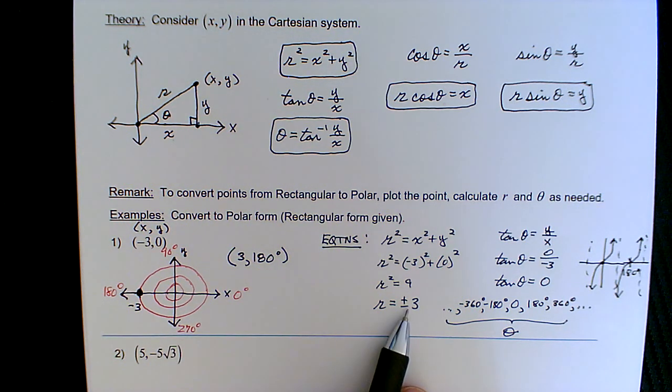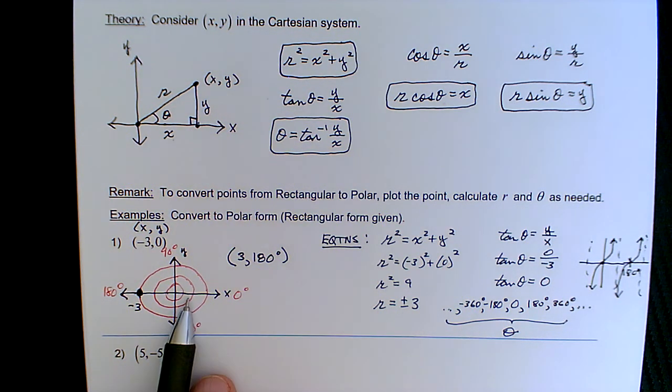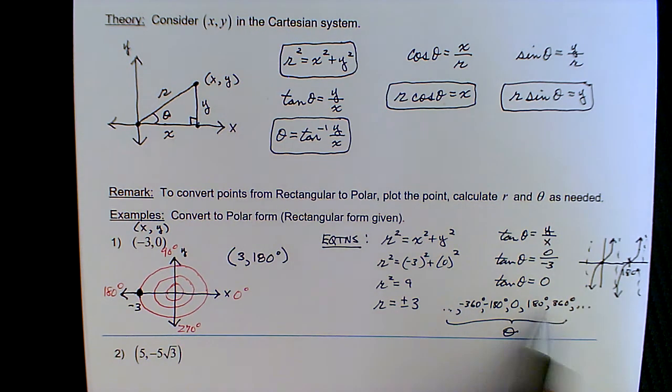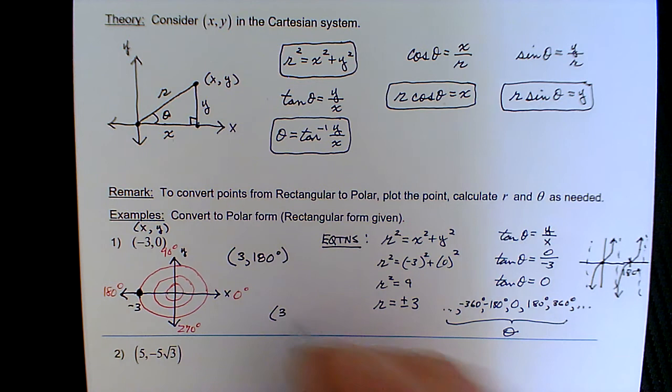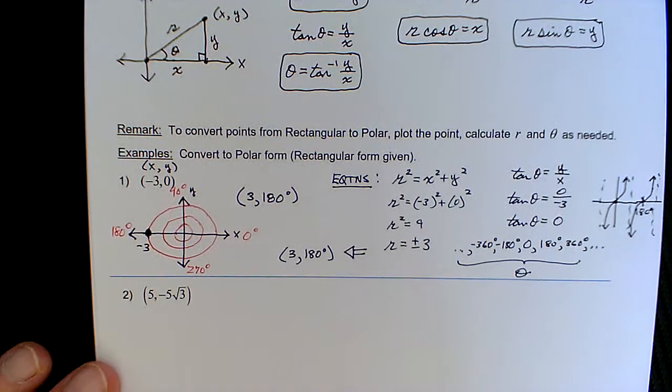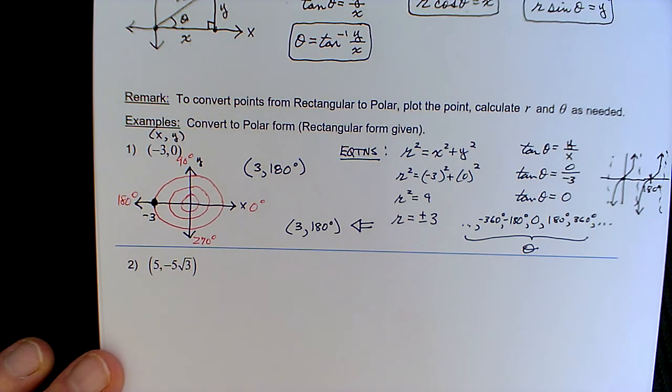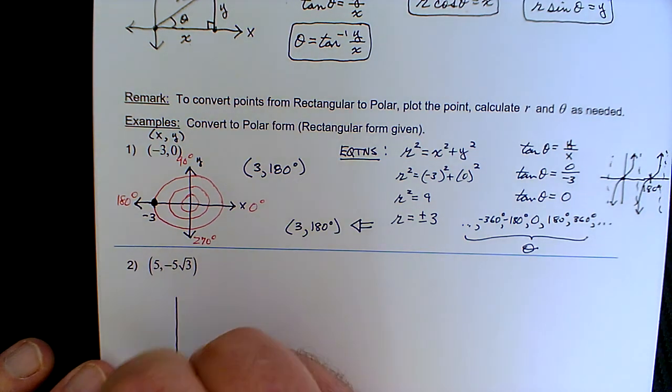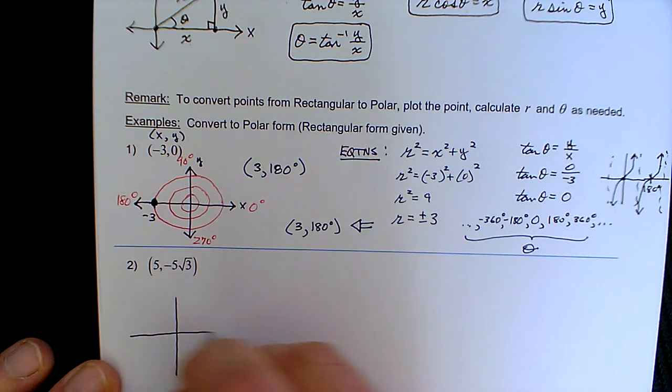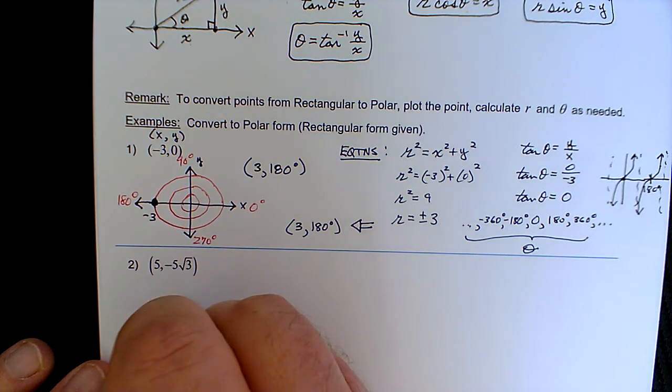So if you do take the positive 3, then you'd realize that you need to choose the 180 degree direction, which of course is the same thing. So from all that, we get the same conclusion, of course. Okay, so for this point, 5 and negative 5 radical 3, let's make a sketch in the Cartesian plane again.